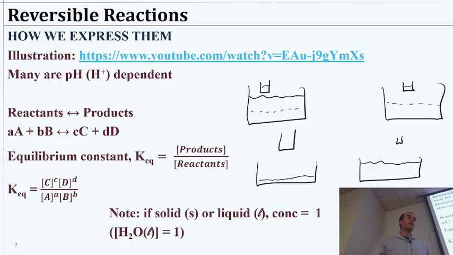So if we think of this as the mass per time, so the rate of exchange, these rates become equal, and we've reached equilibrium. All right.